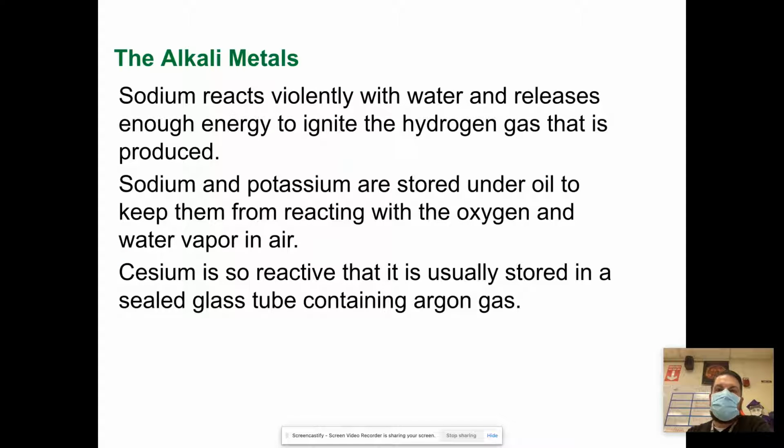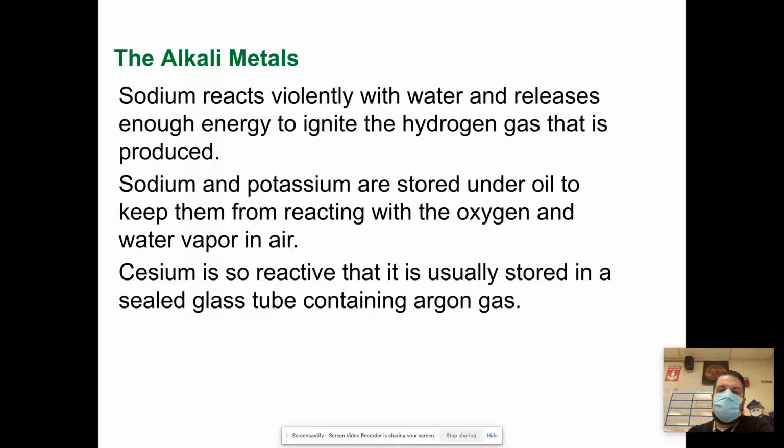Sodium acts violently in water and releases enough energy to ignite the hydrogen gas that is produced. In the chemical reaction, it separates the hydrogen from the water, and then the hydrogen catches on fire. So sodium and potassium are stored under oil to keep them from reacting with oxygen and water vapor. Even moisture in the air can have an effect on sodium.